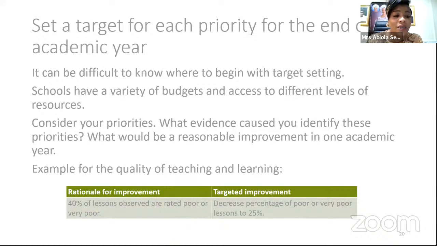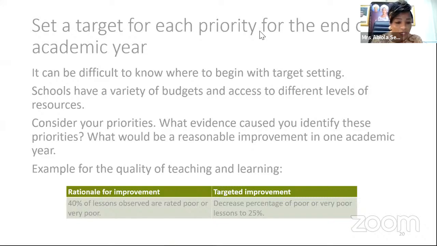Like I mentioned, this slide also states that schools have a variety of budgets and access to different levels of points. So you need to consider where your school is as you prioritize. And I actually like how we're able to put that in a mathematical equation, because it makes it very glaring that this is where our focus should be.